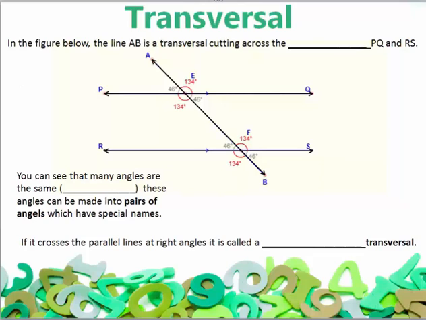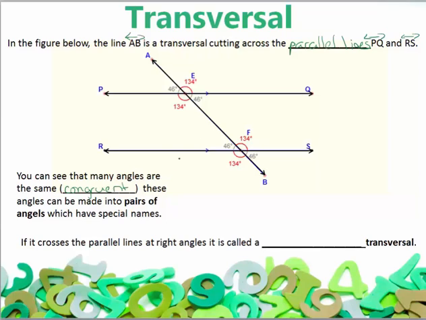Our next definition is about transversal. In this figure, line AB, and PowerPoint doesn't allow me to make these line symbols, so I'm going to add them here, is cutting across the parallel lines PQ and RS. And you can see in this example that many angles are the same, which means they're congruent.